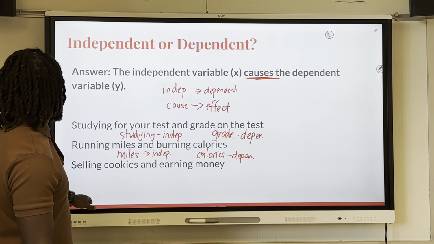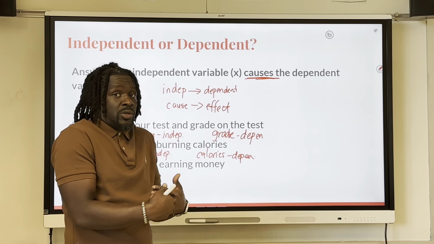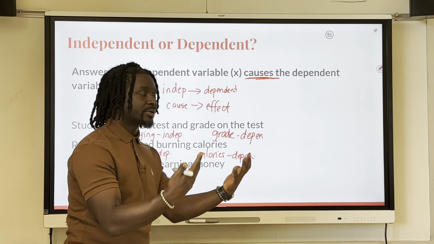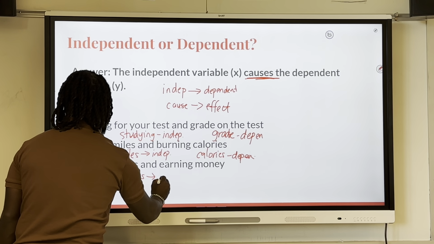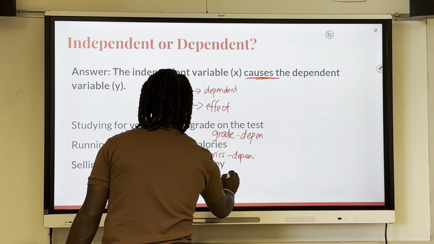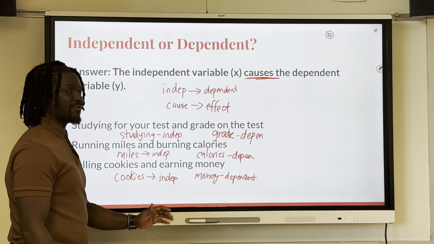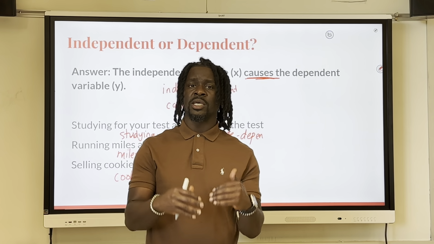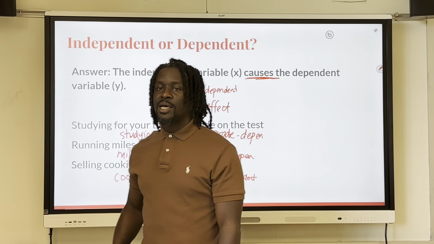And then lastly, selling cookies and earning money. Does selling cookies cause you to earn more money, or does earning more money cause you to sell more cookies? Hopefully we see it is the selling of the cookies that is the independent variable, and the money is the dependent variable. In these examples, the independent variable always came first and the dependent always came second. That won't always be the case in various examples. I wanted you to just see them. All of these problems are going to be different because they're talking about different situations.